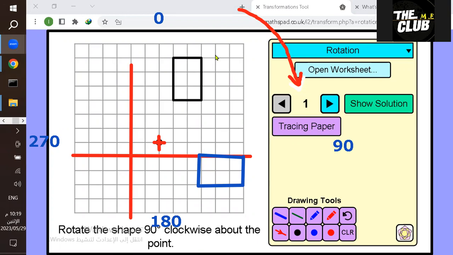You have any questions about rotation? Any questions about rotation? Okay.